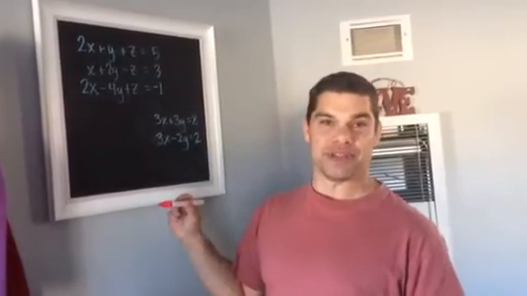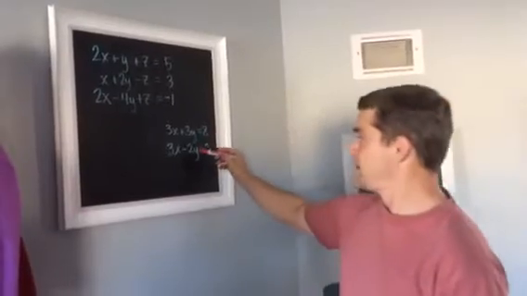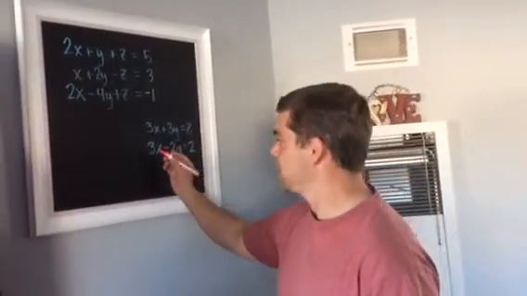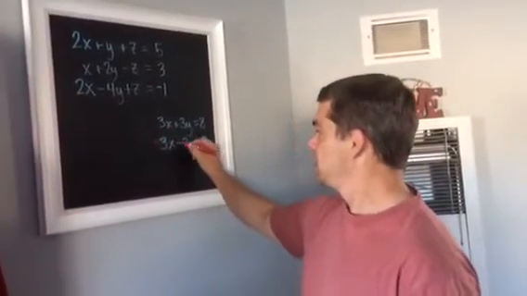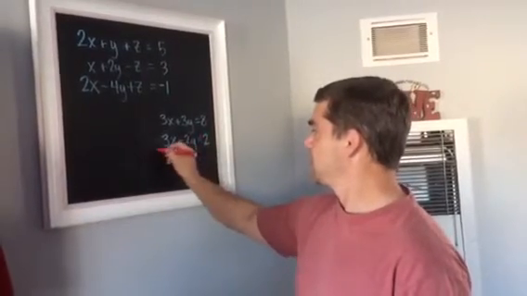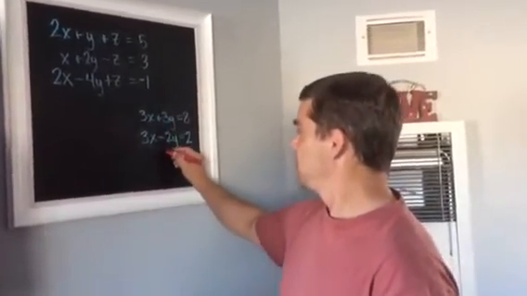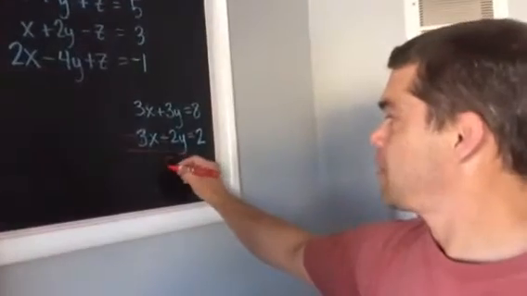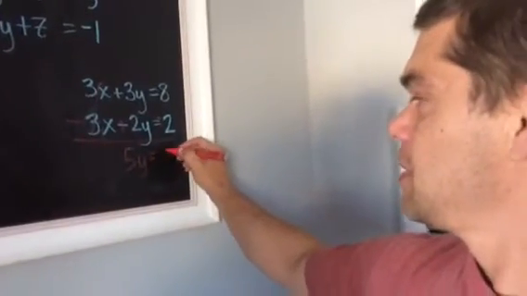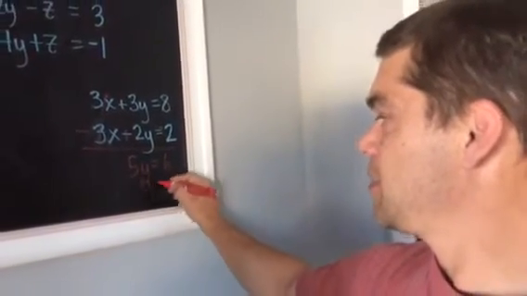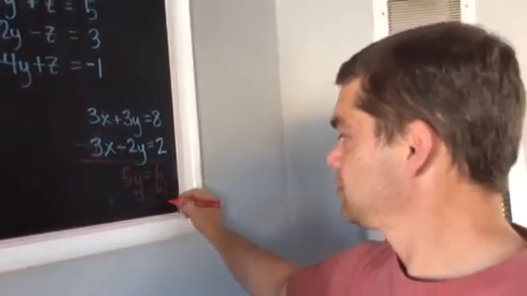The next step would be to eliminate x or y, and obviously x would be easier to eliminate. So I'm going to go ahead and finish that off. Let's eliminate x there. So x eliminates. 5y equals 6. Y equals 6 over 5.